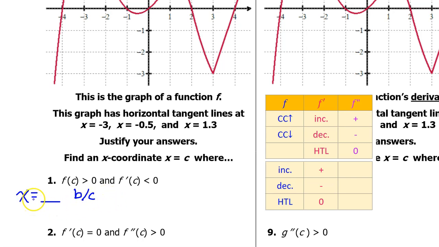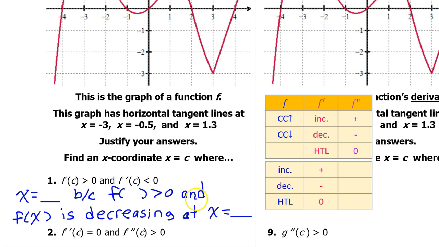So I can just say x equals blank because f at blank is greater than 0. I don't have to change it. We also want f prime at c to be negative. f prime will be negative when f is decreasing. So we add on, and f of x is decreasing at x equals blank. Now let's find a value of x where f of x is positive and decreasing.